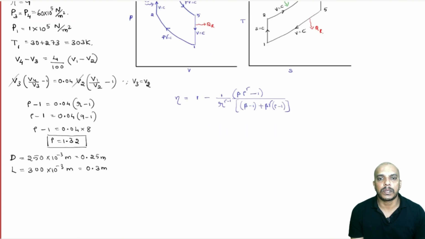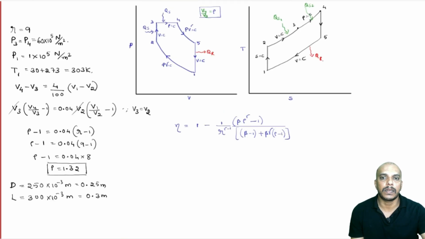Now, we know that the compression ratio is known to us. We know the value of rho, we have calculated that. The only unknown is the value of beta. Once we get the value of beta, I think we will be able to calculate the efficiency. Now, how do we calculate beta? Beta is P3 by P2, isn't it?